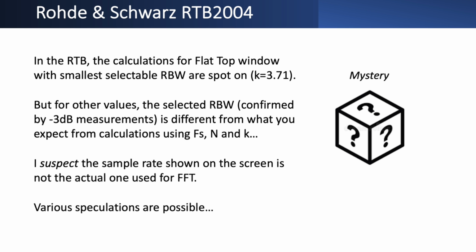So where does that leave us with the Rohde Schwarz oscilloscope here? So to recap, in this oscilloscope, the calculations, if we choose flat top window with a smaller selectable resolution bandwidth, are spot on, as we expect. But if we take other values for the resolution bandwidth, we get something which is different from theory. Now I suspect that the sample rate that we see on the screen of the scope is not the actual one being used for FFT, basically like in the Keysight. And then we can only speculate what is really going on there.